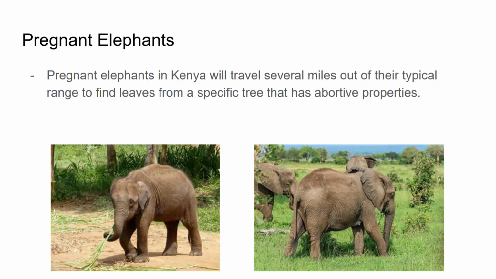This is another interesting example of learned behavior. Pregnant elephants will travel several miles out of their typical range to find leaves from specific trees that have abortive properties. These abortive properties will help induce labor and help the elephants give birth. And something really fascinating is that local communities have observed this behavior and learned the same plant will help women induce labor as well.